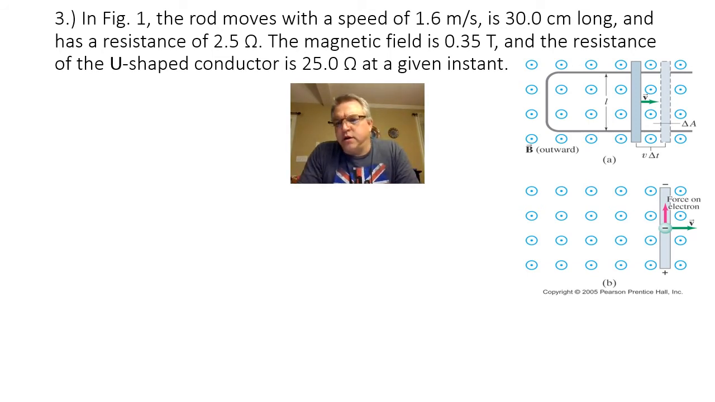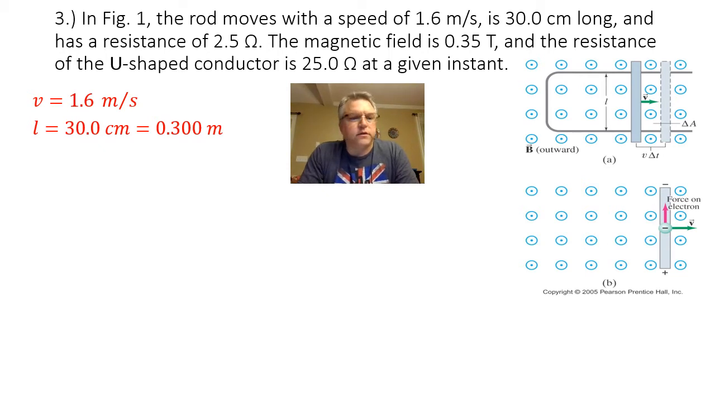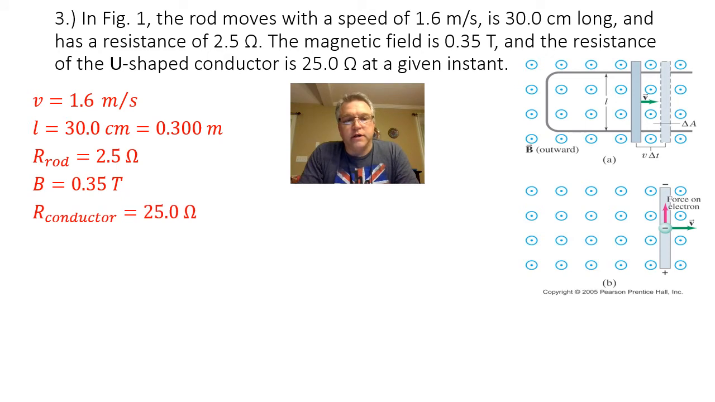So let's just start and see what values we are given. We are given the velocity of the rod at 1.6 meters per second. We are given the length of the rod at 30 centimeters, which is going to be 0.300 meters. The resistance of the rod is 2.5 ohms. The magnitude of my magnetic field is 0.35 Tesla, and the resistance of the U-shaped conductor is 25.0 ohms.